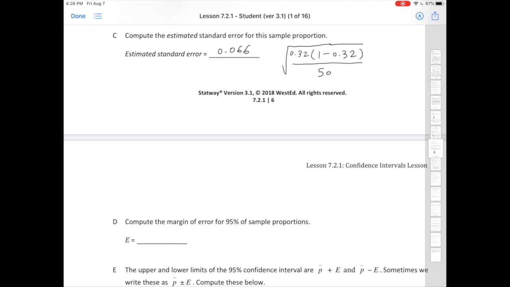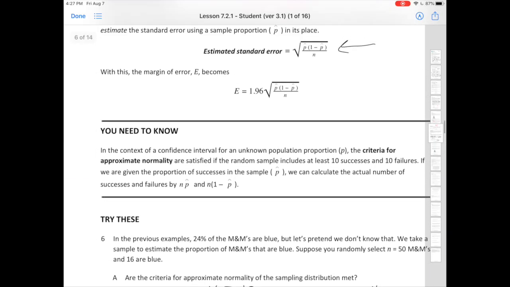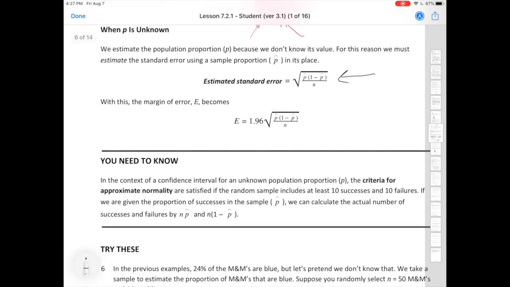Compute the margin of error for 95% of sample proportions. Okay, so what is the margin of error? Again, remember, we take that number that we got up there and we're going to multiply it by 1.96, right? Because remember the formula here, let me remind you of it. The formula is right here now. The margin of error is we take the standard error and we multiply it by 1.96. Okay?